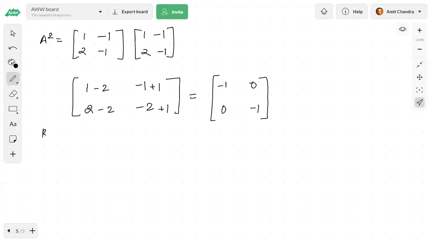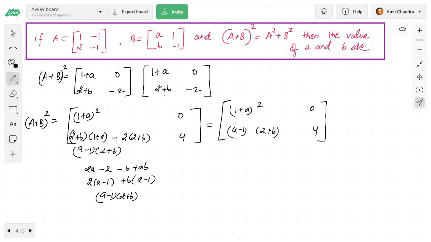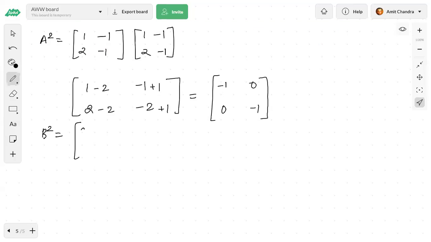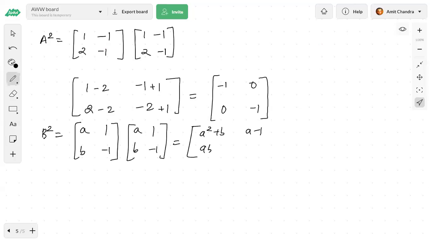And we'll find B square also. B square is [a, 1; b, -1] into [a, 1; b, -1]. This is simply equal to [a square plus b, a minus 1; ab minus b, b plus 1].